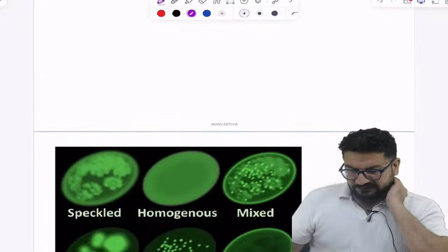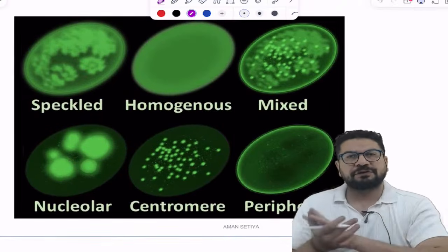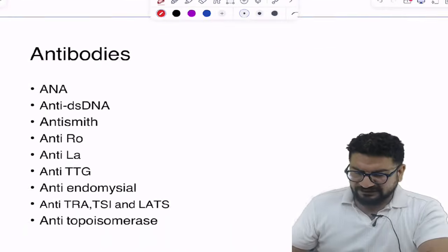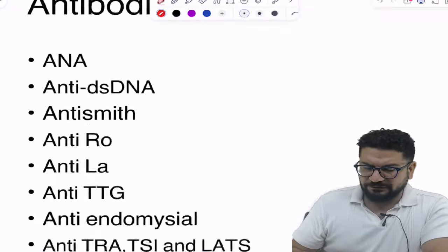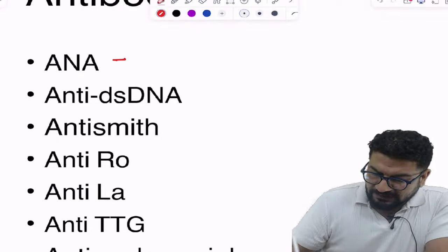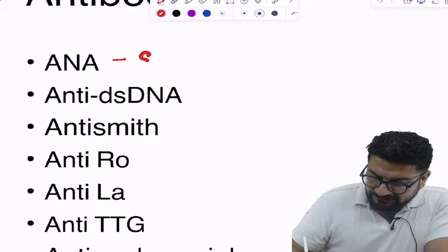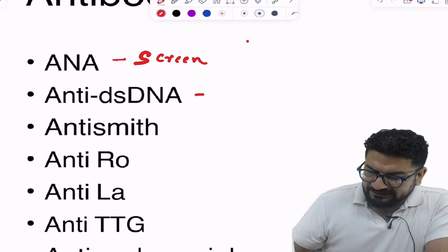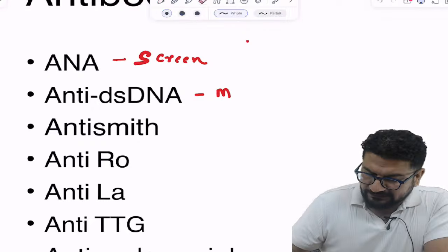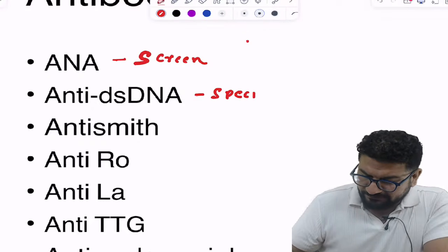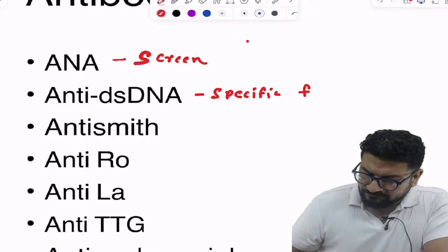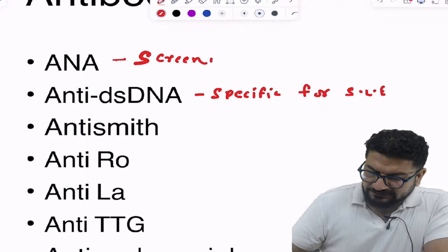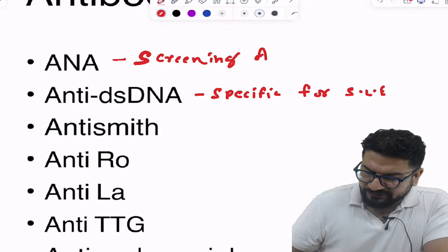Now let's talk about the pattern which they ask in different antibodies. Different antibodies will have different patterns. So let's see this. They ask you what the antibodies are. ANA is the antibody that we do for screening purposes. It is done to screen most of the autoimmune conditions. Anti-dsDNA, I can say, is a specific antibody for SLE. So ANA is done for screening autoimmune disease.